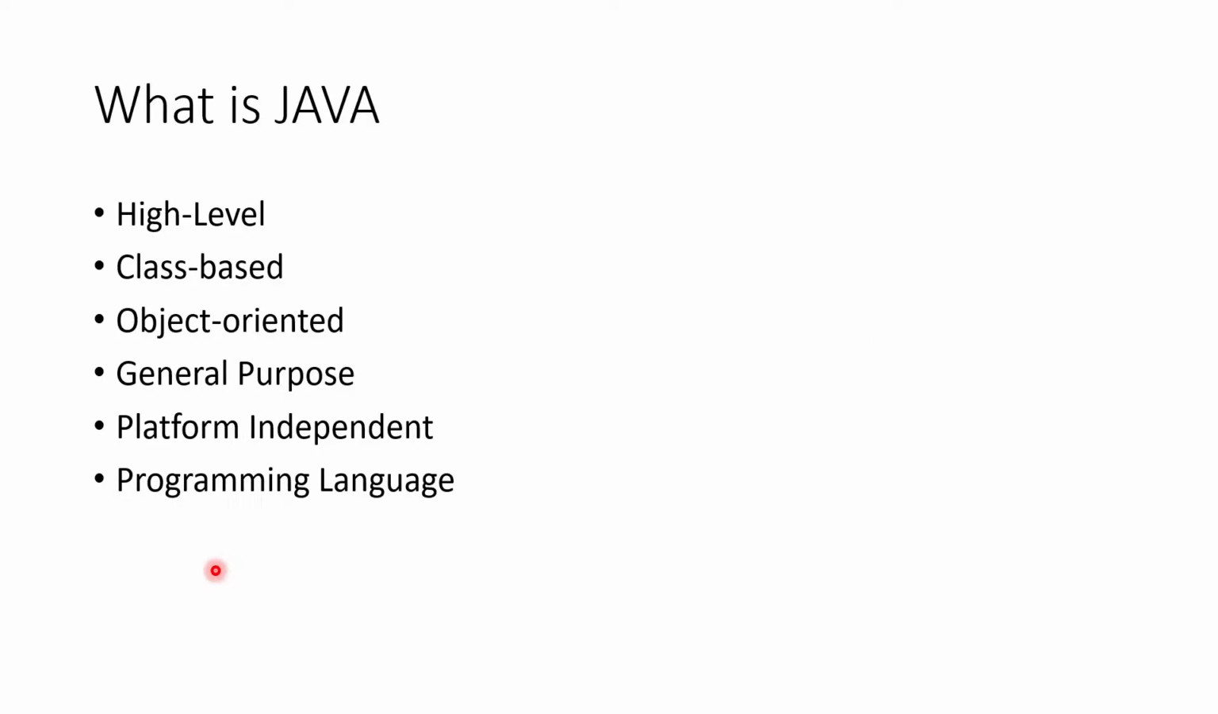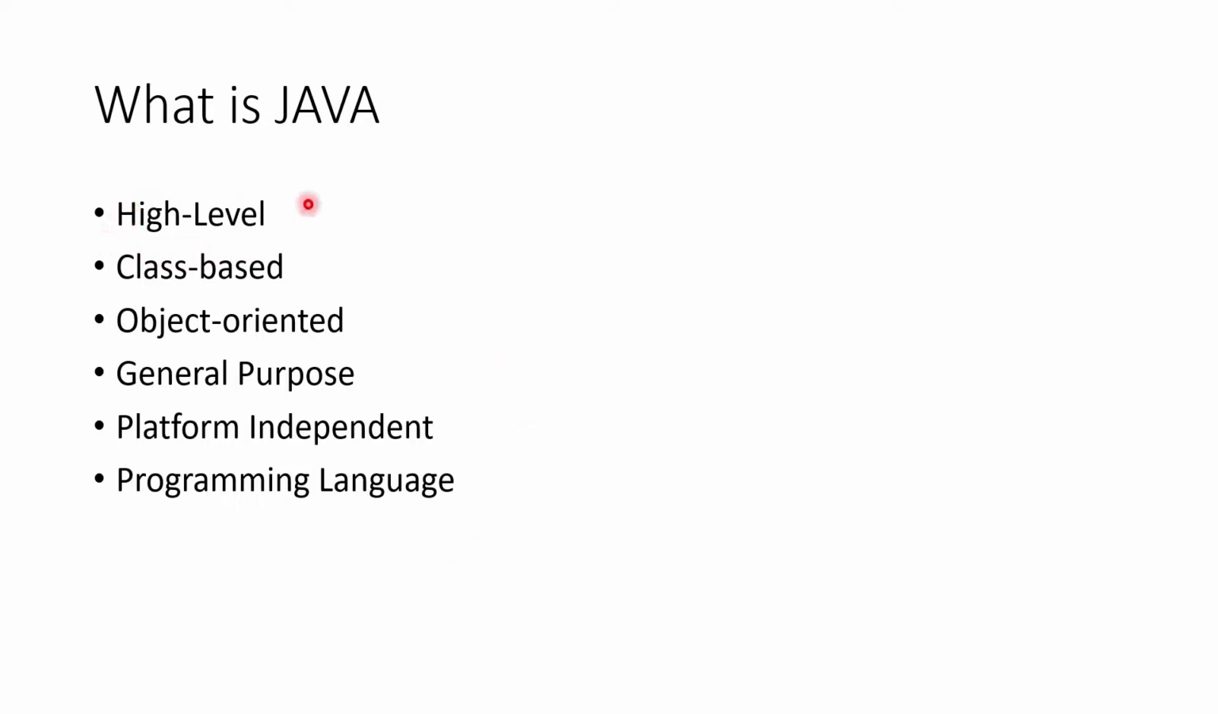So let's start. What is Java? Basically, Java is a high level, class based, object oriented, general purpose, platform independent programming language. So it's all these attributes that define the programming language Java.